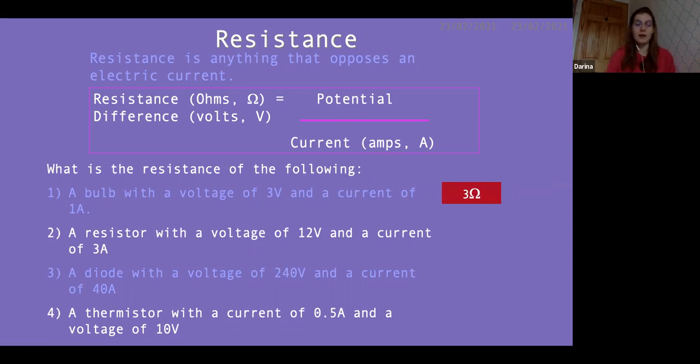Again, we've got a couple of already correct answers. So that's 4 ohms. What about question 3? Okay, got some correct answers. Well done. 6 ohms. And then finally for question 4, we've got 20 ohms for the last one. Well done. So that's 20 ohms.